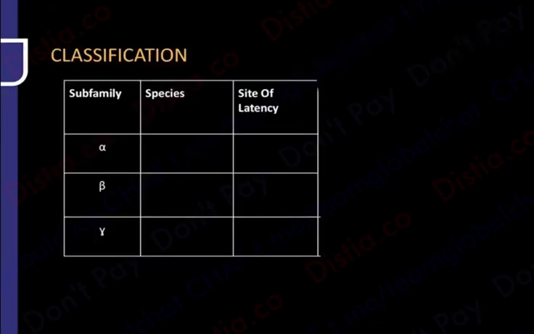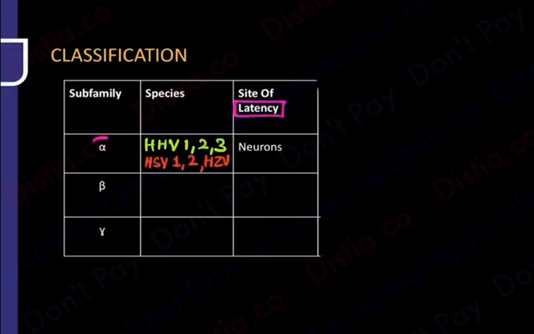Instead of putting it HHV 1, 2, 3, 4, 5, 6, 7, 8, they put it into alpha, beta, gamma. The ones that I'm talking about, that is HHV 1, 2 and 3, can you recall their names? They were herpes simplex virus 1 and 2 and herpes zoster virus. Where do they reside? They reside in the neurons, that is their site of latency. That is why they are put under one category, the subfamily called alpha herpesviridae.